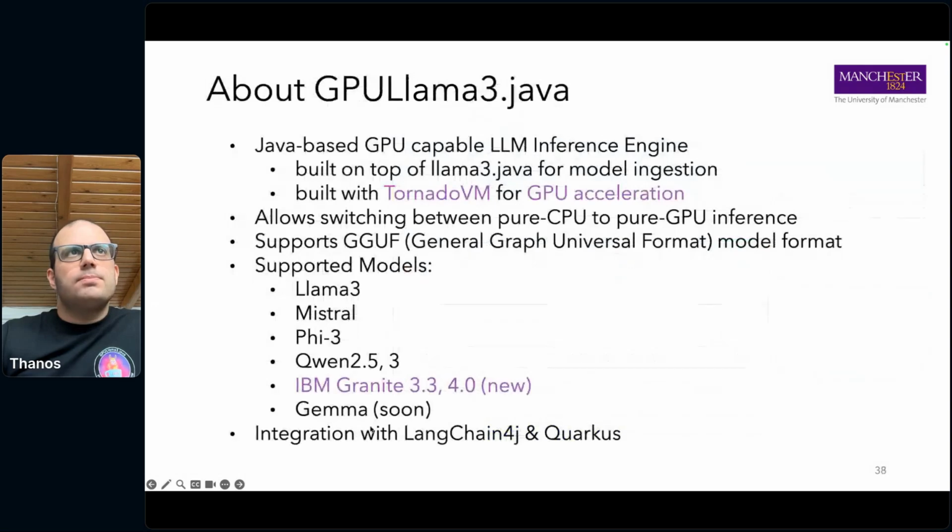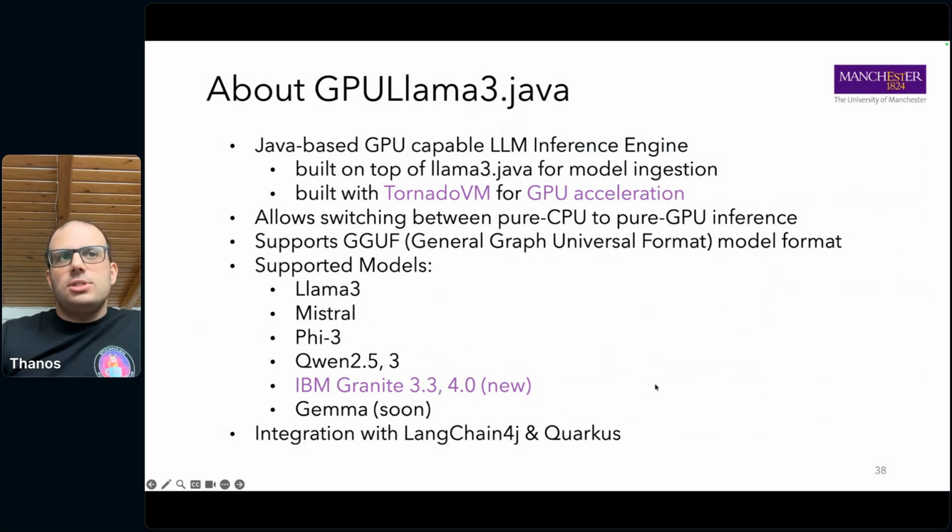Here's the link and more information about the GPU Llama 3 project. It enables switching between pure CPU and pure GPU inference, and it is implemented purely in Java with the TornadoVM API. It supports GGUF model formats. Here we have the list of the currently supported models like Llama 3, Mistral, Phi 3, Qwen. Recently, we added support for IBM Granite, and we are currently working on Gemma.